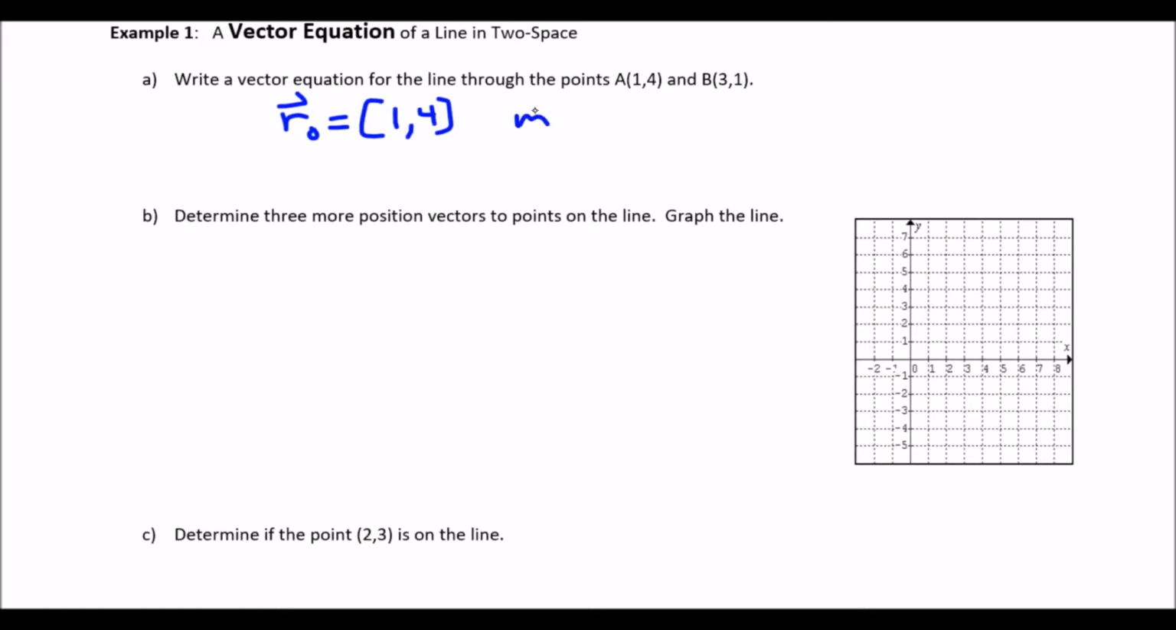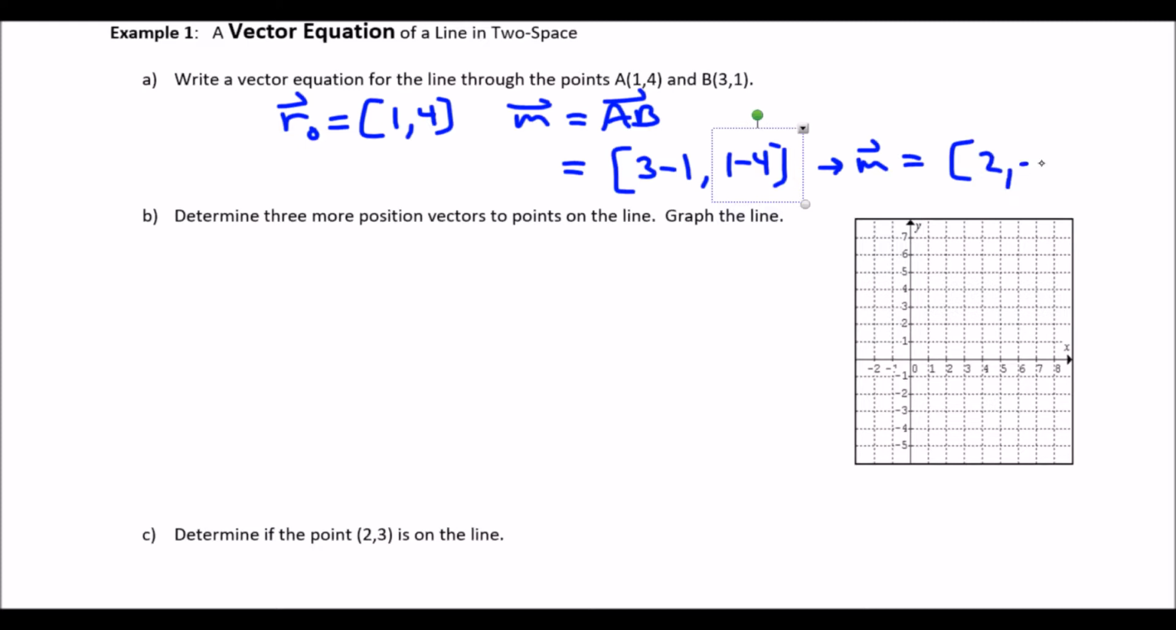Now, m is actually going to be the vector AB. Why? Because AB would be a vector that's parallel to the line that goes through these two points. So my m will be here, 3 minus 1, and 1 minus 4. So my m would then be (2, negative 3). So what is my vector equation? Running out of room here, I'll write my vector equation here.